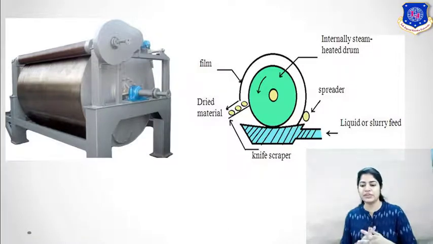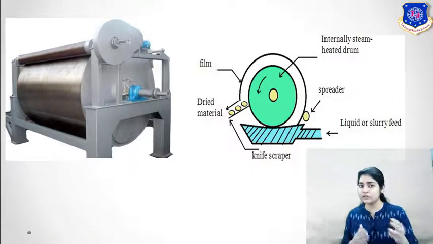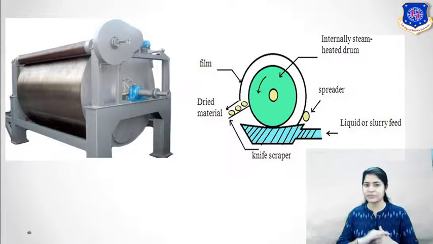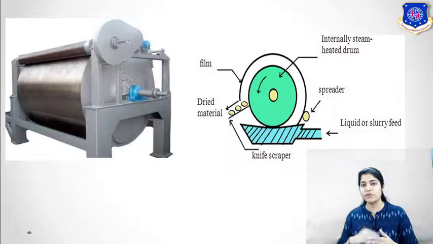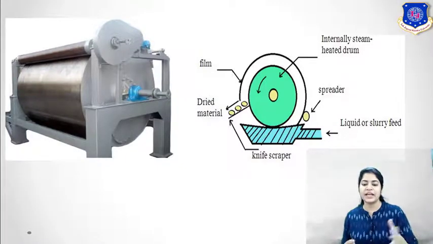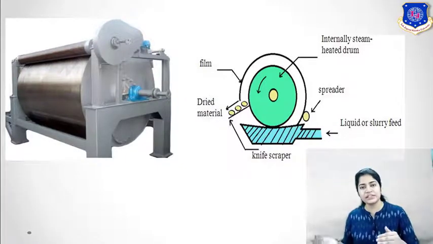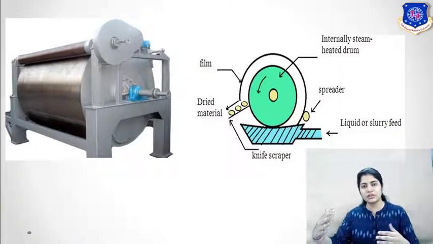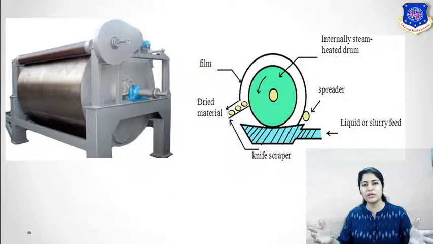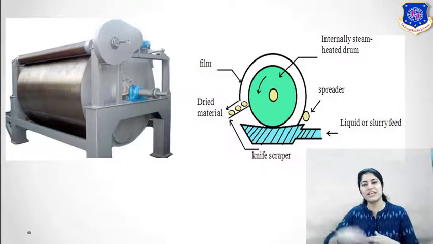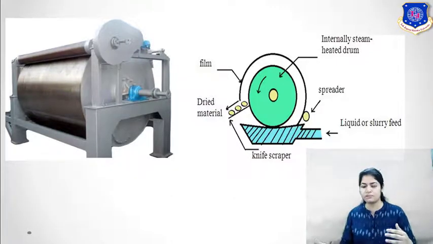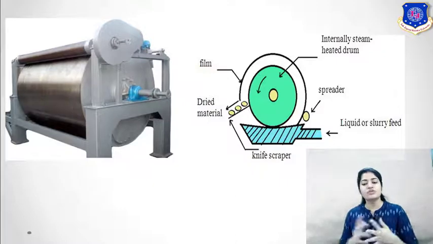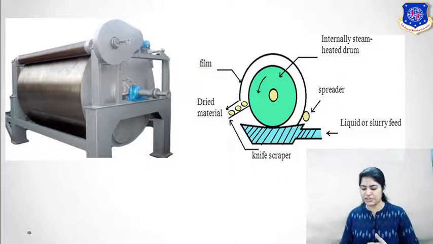Here you can see the spreader, whose role is to evenly coat the slurry over the shell. The knife scraper scrapes out the dry product. On the top of this equipment you keep a vacuum hood, which takes out the moisture removed from the slurry. This way your drying operation is carried out using a drum dryer.